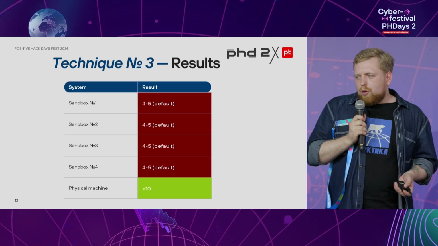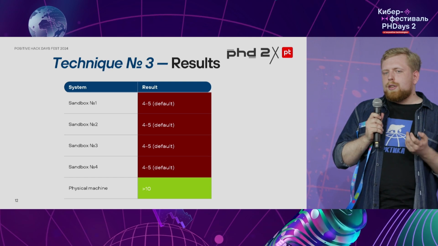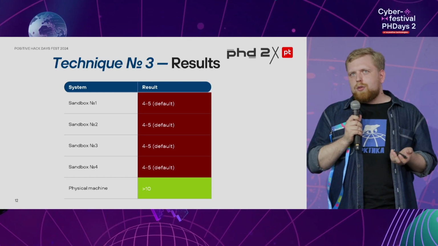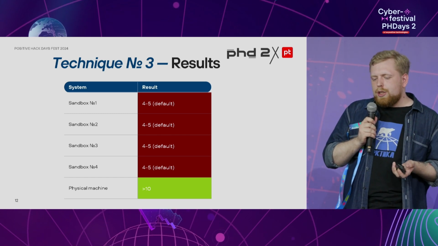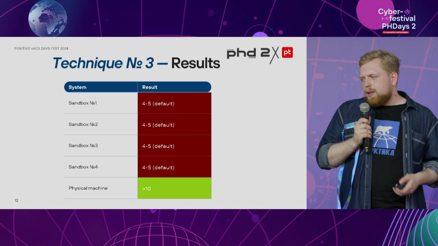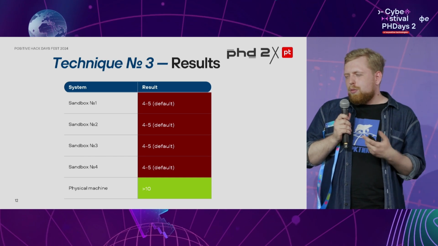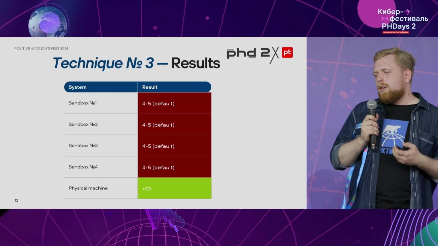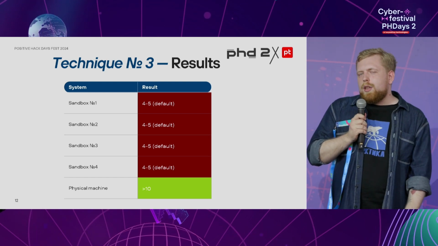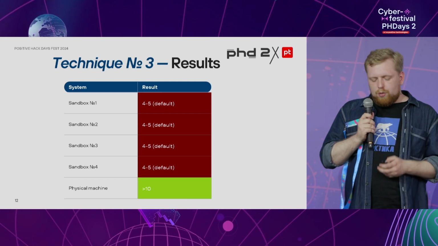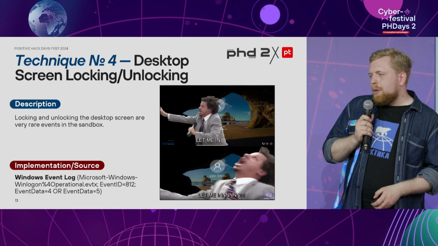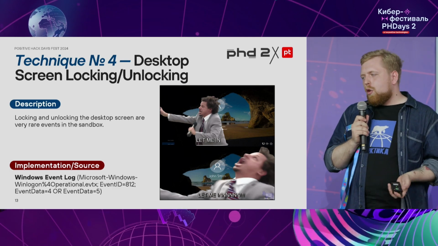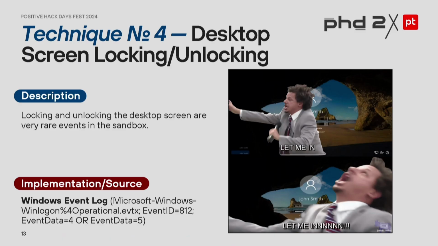So the conclusion is as follows. In all the sandboxes, we would see 4 to 5 default values, and only in the physical machine we're gonna see additional records showing things like an IP address, and we will see at least 6+ records. If there are 12 to 20 of them, then we can assume that it's a physical machine used by an employee. Another interesting thing that I want to mention is the desktop screen locking and unlocking.